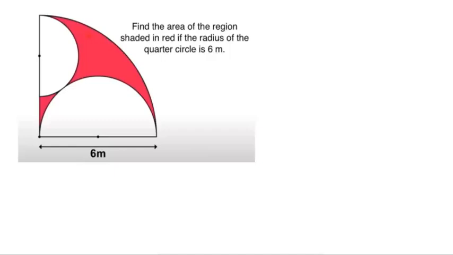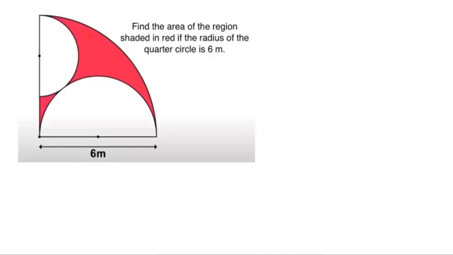Today we have a nice geometry problem from Oxford University. This is an Oxford test geometry problem. We're going to find the area of the region shaded in red if the radius of the given quarter circle is 6 meters. Now, we know inside this quarter circle we have two semicircles.